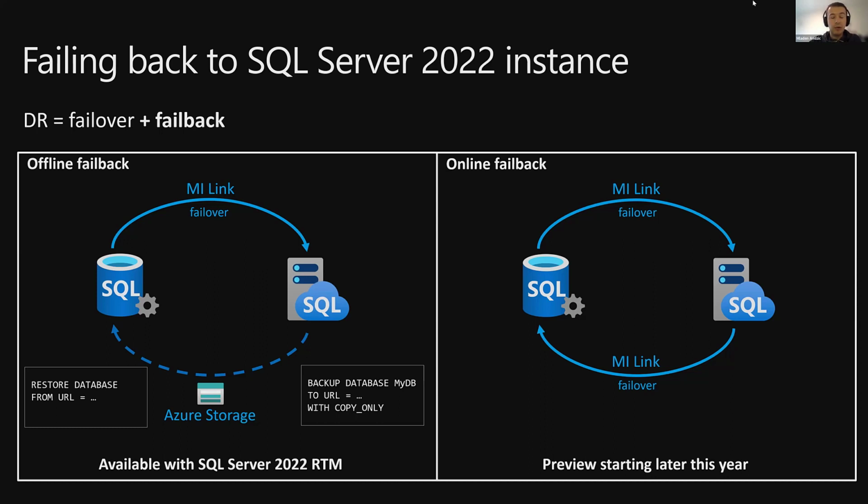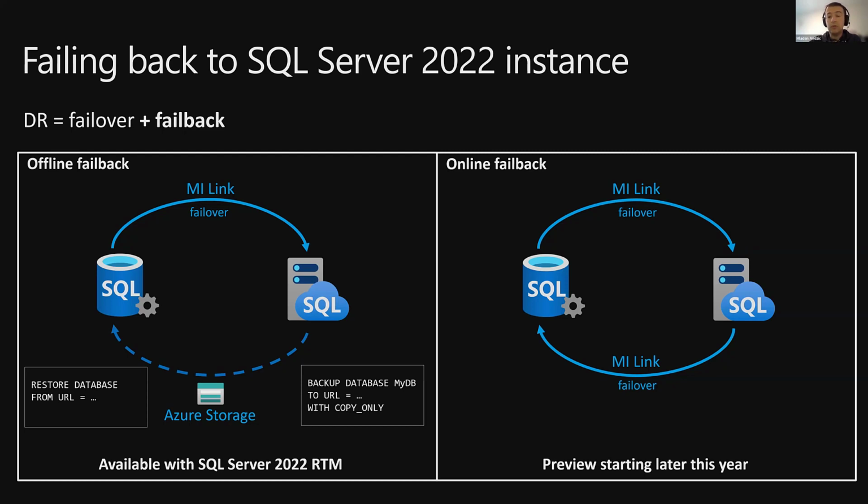So this offline failback mechanism relies on the well-known backup restore mechanism using the backup to URL functionality and syntax. So you would basically take a backup of your database, put it on the Azure storage, and then restore the latest copy of the database back to your primary environment. Of course, this requires certain downtime, so that's why we call it offline failback.